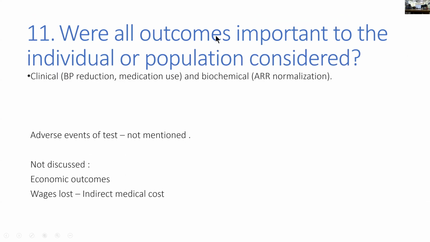Were all the outcomes important to the individual or population considered? They have looked at clinical and biochemical outcomes, but they have not really mentioned the adverse events of the test. They've not mentioned whether patients tolerated the 2 liters of saline or whether there was any complication. They've not discussed the economic outcomes, and they've not really talked about the indirect medical costs, the economic aspect of it.